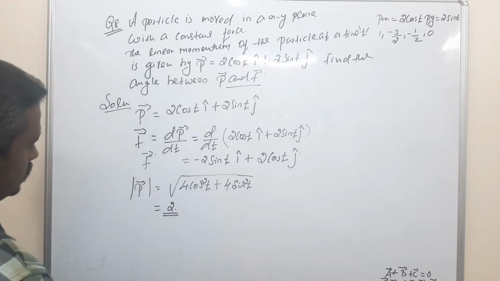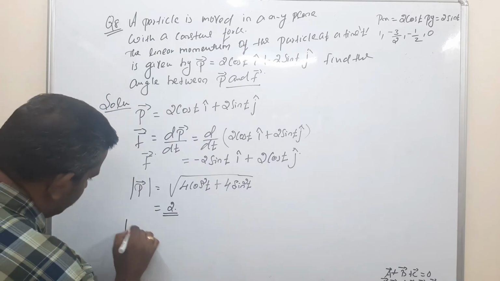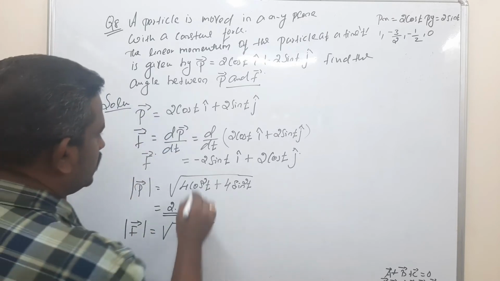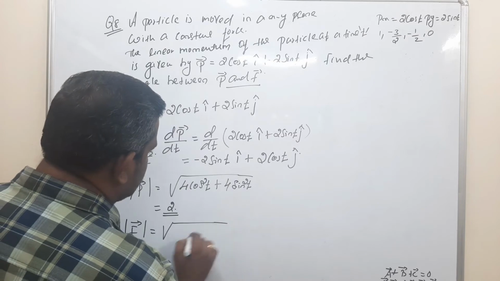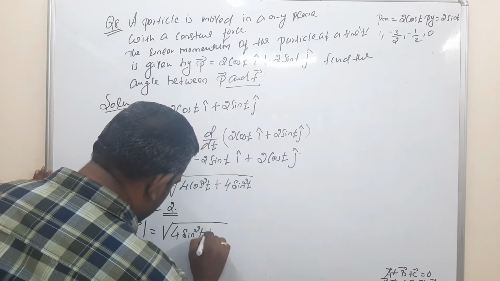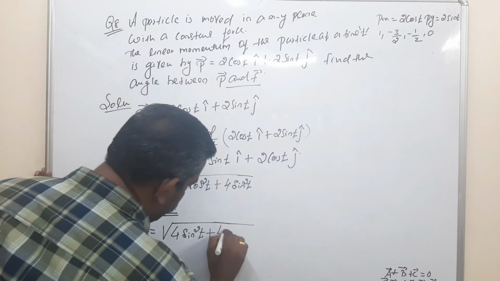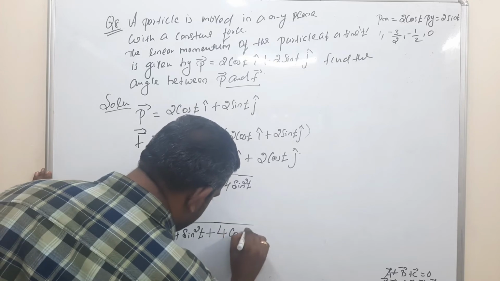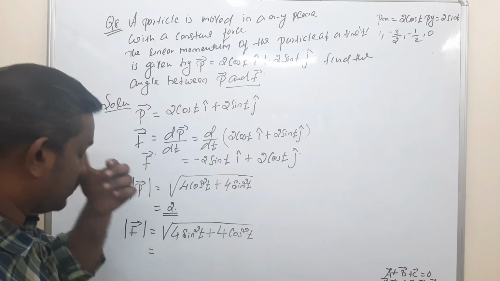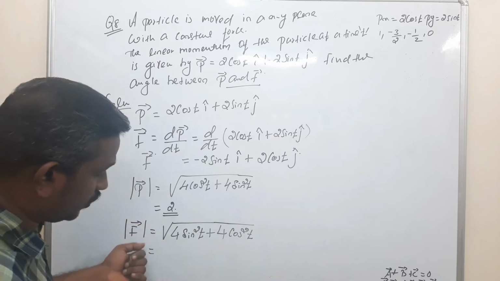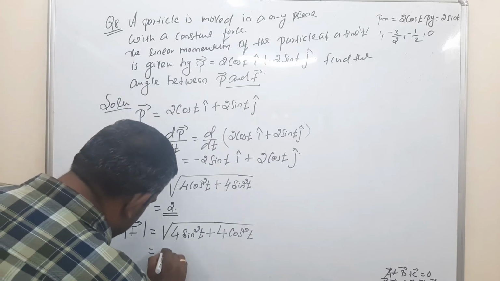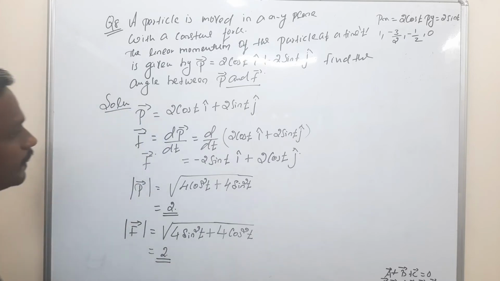Now the modulus of F vector is equal to the square root of minus 2 the whole square, that is 4 sin square t, plus 4 cos square t. That is sin square t plus cos square t. In this case also you can take 4 commonly outside. Sin square t plus cos square t is 1, so square root of 4 is equal to 2.